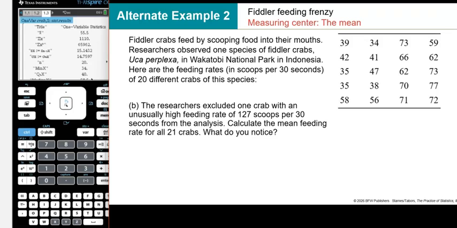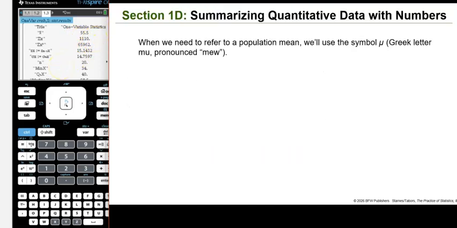The researchers excluded one crab with an unusually high feeding rate of 127 per 30 seconds. Calculate the mean feeding rate for all 21 crabs. What do you notice? So they added a crab to this data, right? So we already know from our output of one variable stats, the sum of all the current x values is 1,110.